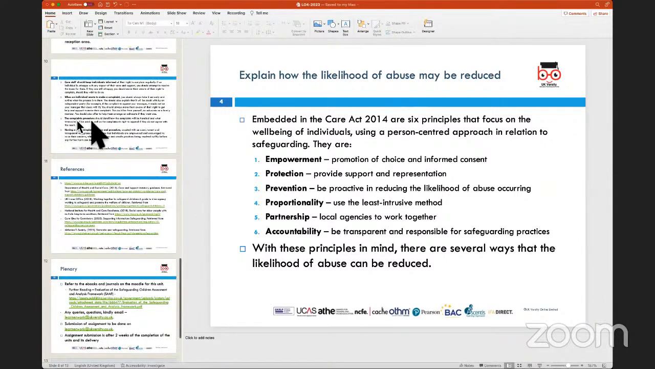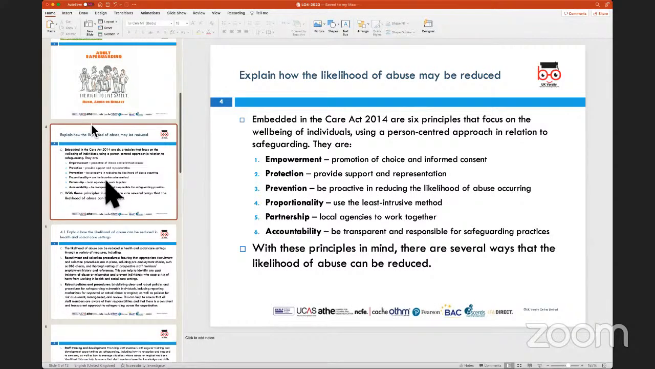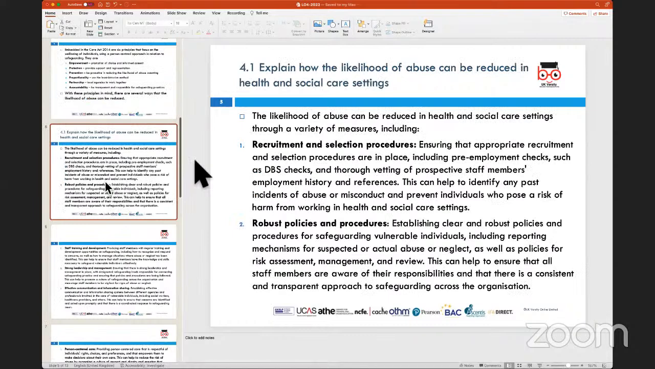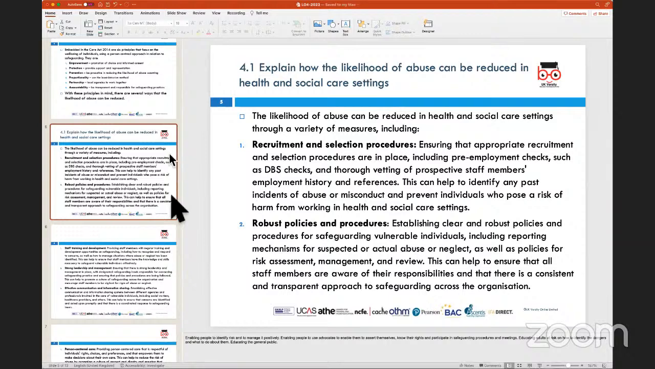Now, before we get into the assessment areas, I would like to ask, are there any questions or queries at this stage, on what we've looked at in terms of the overarching understanding of the learning outcome, which is to understand ways to minimize the likelihood of abuse or harm being done to people who are vulnerable under the Safeguarding Act? Okay, if there are no questions, let's proceed into the assessment criteria.